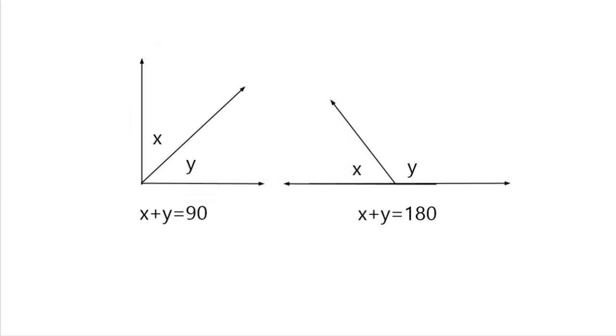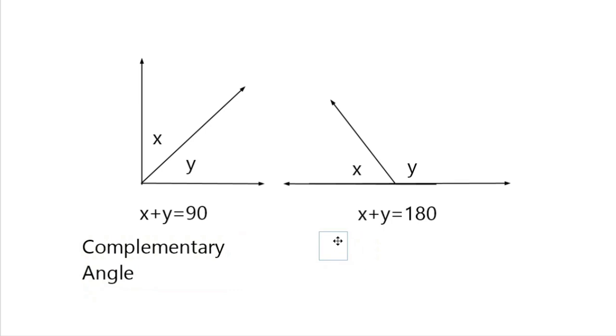Today I'm going to be teaching you what a complementary angle and a supplementary angle are. In a complementary angle, that is on the left side, all the angles must add up to 90 degrees. As we can see here, x plus y will just add up to 90.